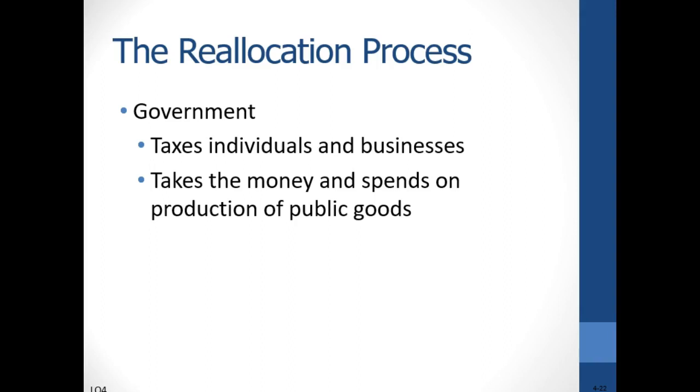The reallocation process. Government taxes individuals and businesses, takes the money and spends it on production of public goods. The government taxes individuals and businesses, which reduces their incomes and reduces demand for private goods, but increases the production of public goods when government spends that tax revenue. So the government uses taxes to reallocate resources from the production of private goods to production of public and quasi-public goods.